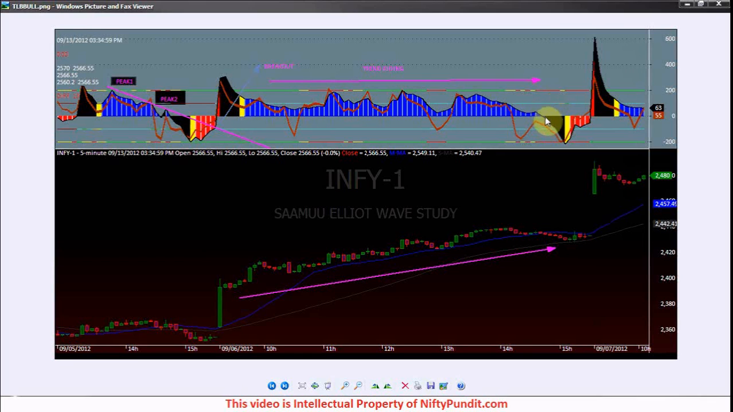We'll be exiting our profits here, and here also we can take profits, but we can have one more zero line reject trade. We can keep on running the trade until here. We'll be booking out.